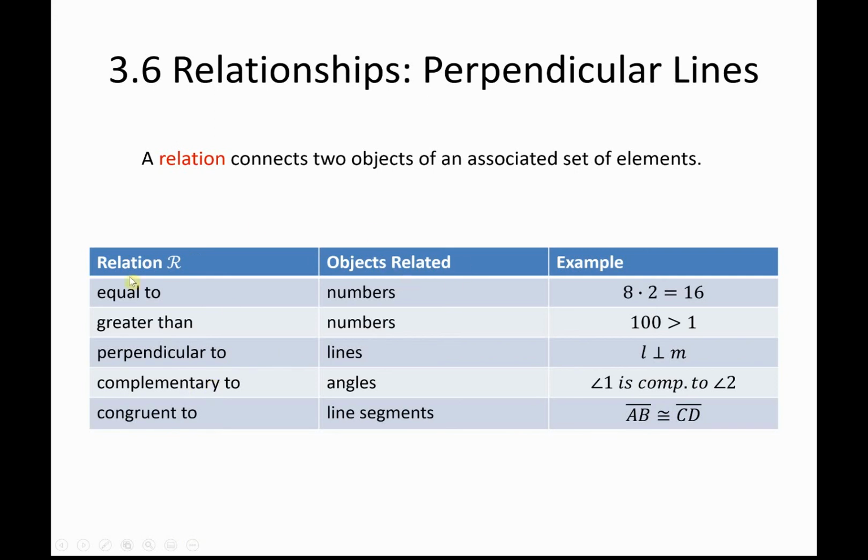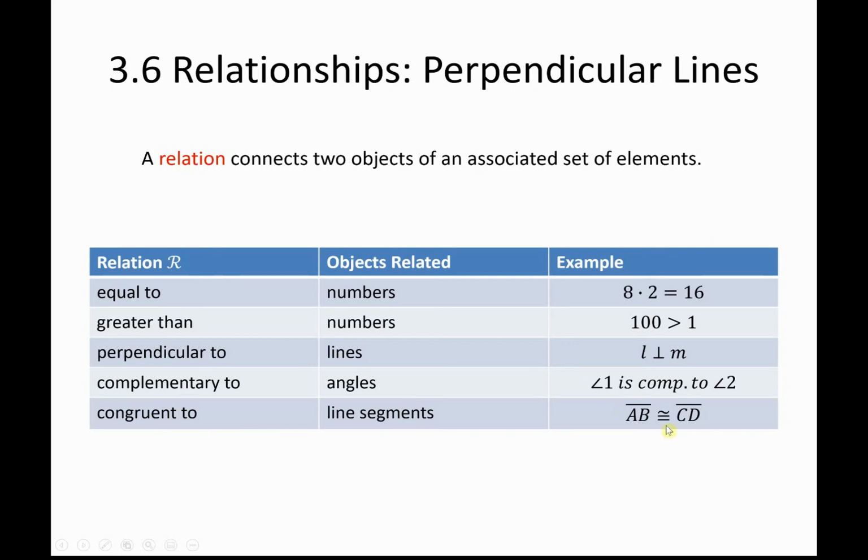Objects being related according to these relations are, here are some examples of those, right? But these are not limited to just numbers, right? You could have variables equal to one another. So these are just examples of possible related objects. Certainly, congruent to extends further than just line segments. So as we've seen, angles can be congruent to one another, right? And so on and so forth.